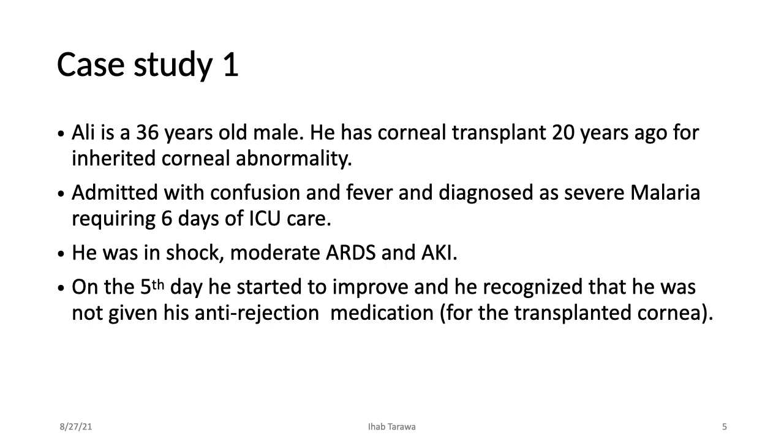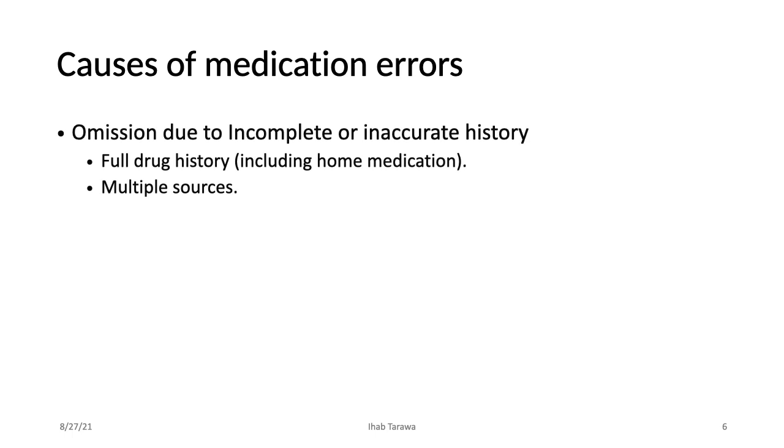On the 5th day, he started to improve and recognized that he was not given his anti-rejection medication used for his corneal transplant. Here, this patient missed his medication because of incomplete or inaccurate history. A full drug history, including home medication and over-the-counter medication, from the most reliable source should be taken.